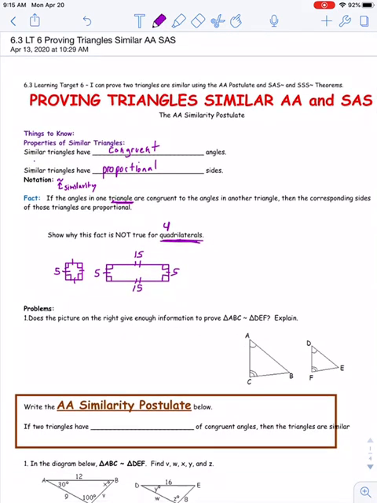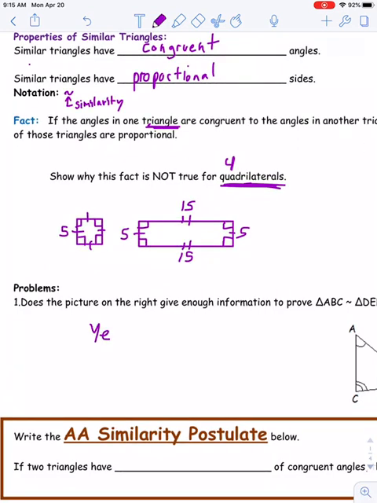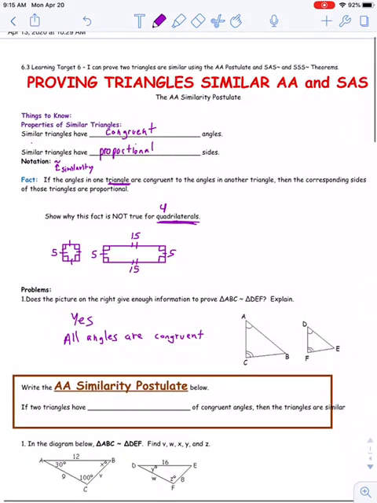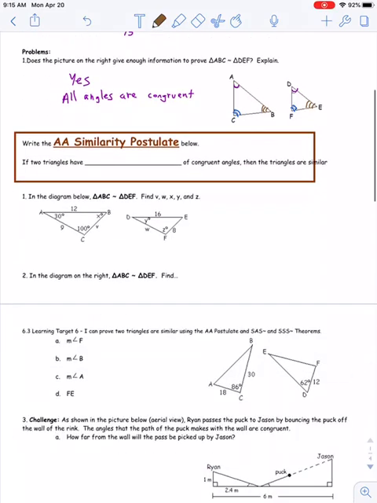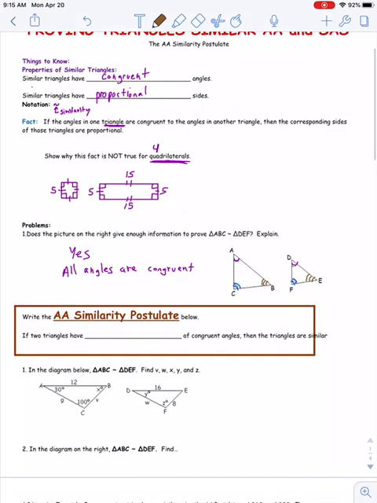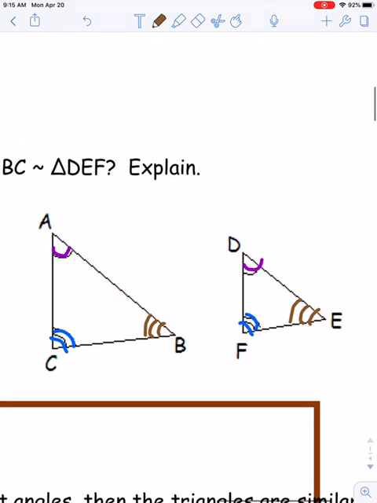So, problem number 1, does this picture on the right give enough information to prove that triangle ABC is similar to triangle DEF? And the answer is actually yes. Why? All angles are congruent. Some of them are very obvious. What do I mean by that? Well, A is clearly congruent to D. C is clearly congruent to F. B, on the other hand, we know that they are congruent.